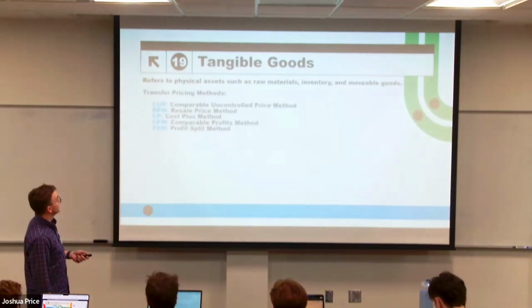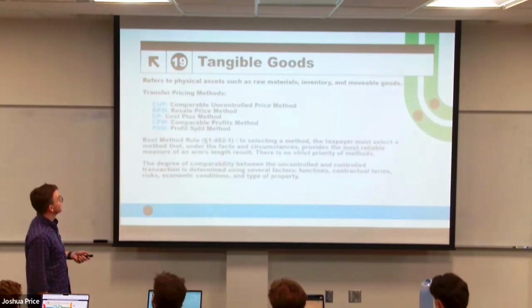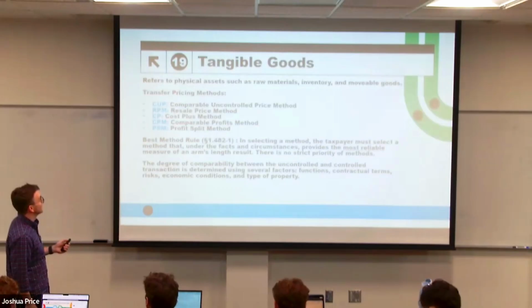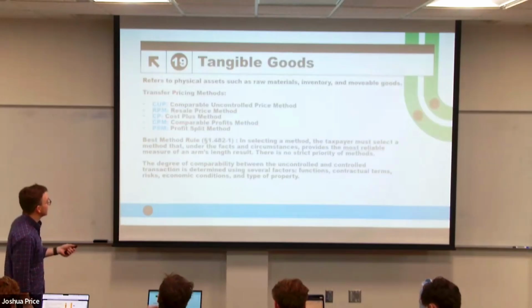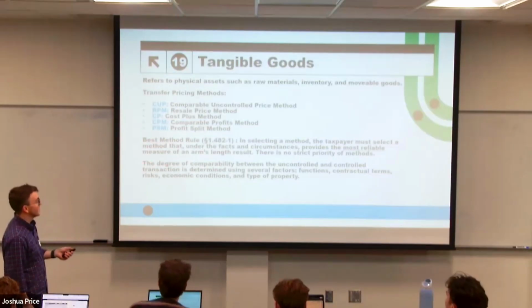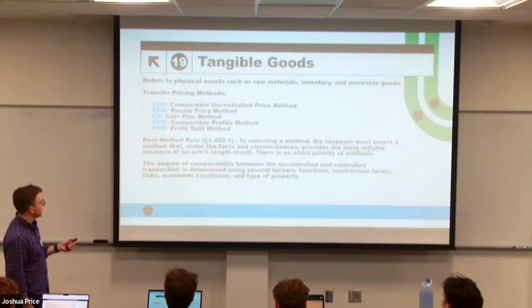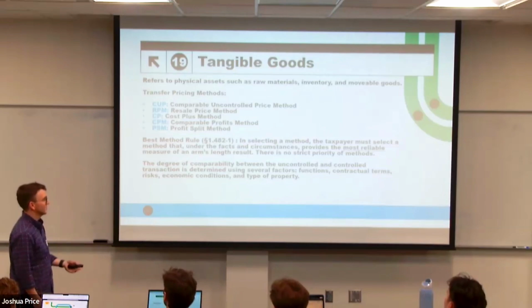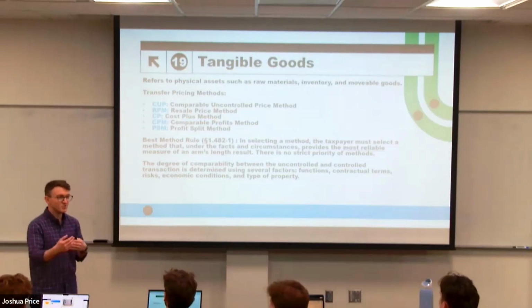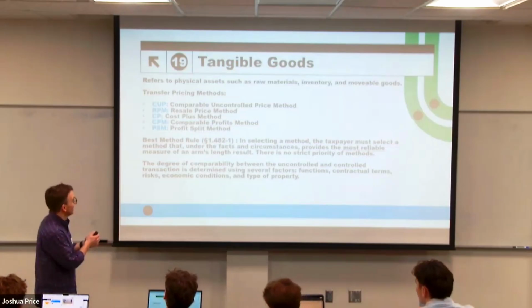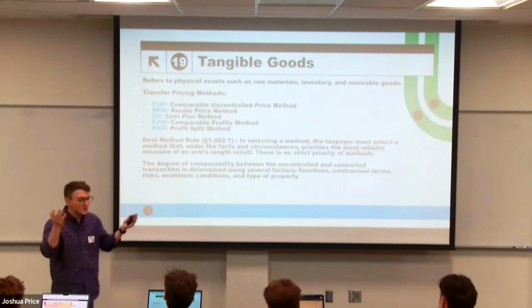So for tangible goods, physical assets, raw materials, inventory, these are the methods that are available to use for them. This is a mixture of those transactional and profit-based methods. Here's that best method rule that you guys were alluding to: why don't people just pick the profits method? It's easiest, right? In selecting a method, the taxpayer must select a method that under the facts provides the most reliable measure of an arm's length result. This is where we start to get into creativity, right? Who's supposed to say what's the most reliable? What does that mean?